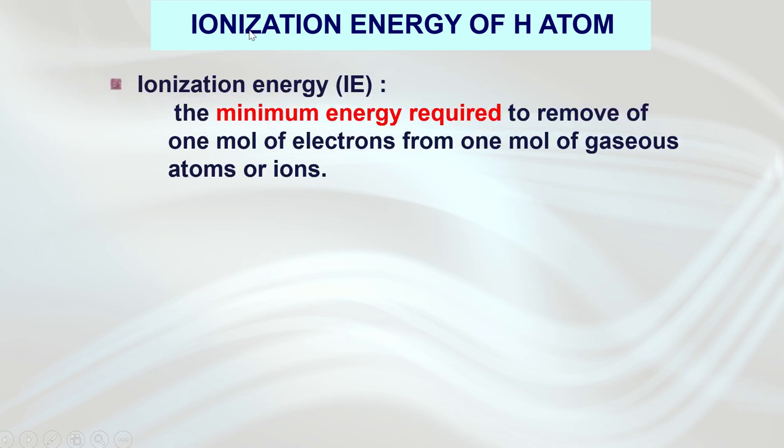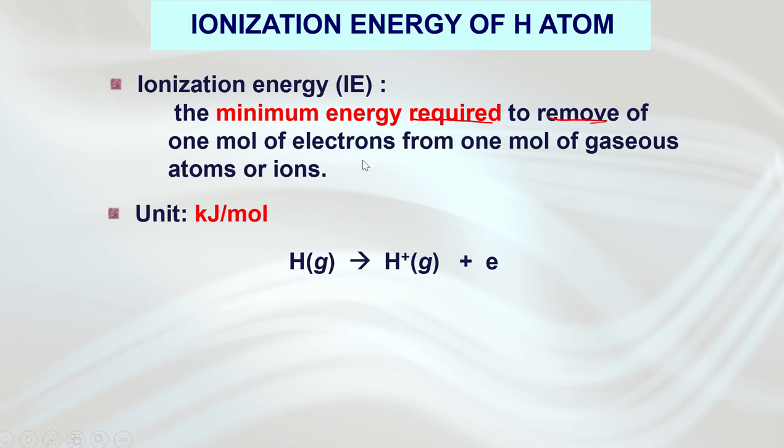Next, before we calculate the IE of hydrogen atom, you must know what's meant by IE. So, ionization energy means the minimum energy required or needed to remove 1 mole of electrons from 1 mole of gases, atoms, or ions. So, the unit for ionization energy is kJ per mole, because the unit for energy is kilojoule. Then, because we calculate the energy required to remove 1 mole of electron, the unit is kJ per mole. J is for the energy and mole means for 1 mole of atom.